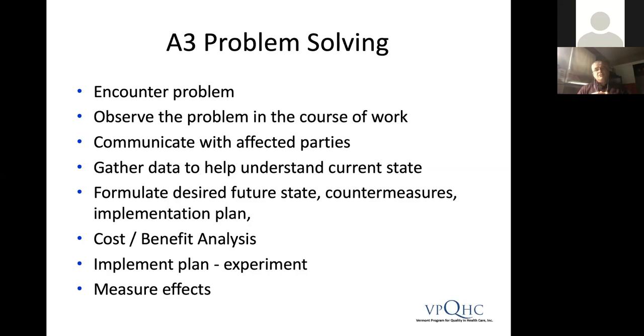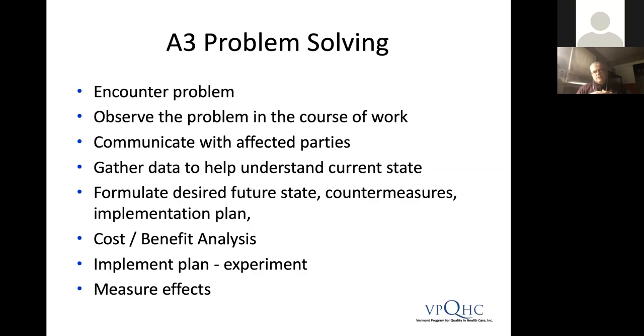And people are conditioned to it now, because that's one of the functions of the EMR. What we've found generally, and certainly what I was taught and what Toyota teaches, is you've got to go look and see where that problem actually happens. And you've got to communicate with people that are affected by it to gather different perspectives on it. And obviously, during that, you're going to gather data to help you really understand it.